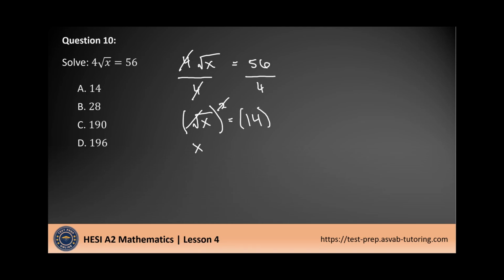Because we squared the left side, we also need to square the right side. And 14 squared is 196. You could always check that by stacking and multiplying. Just like this.